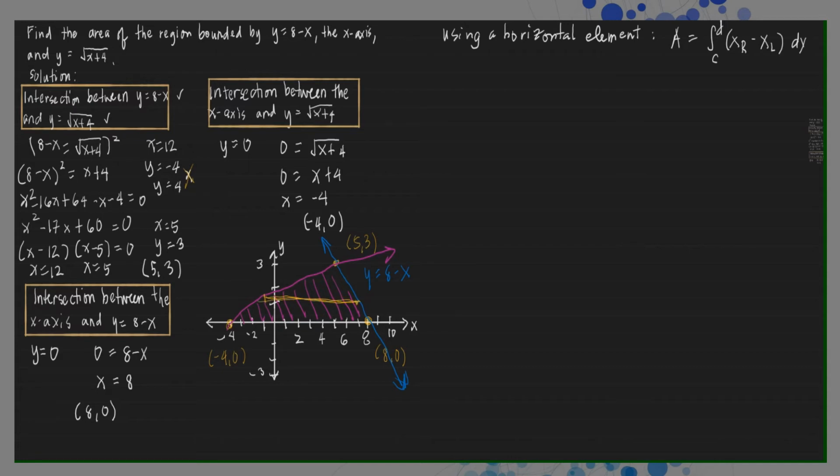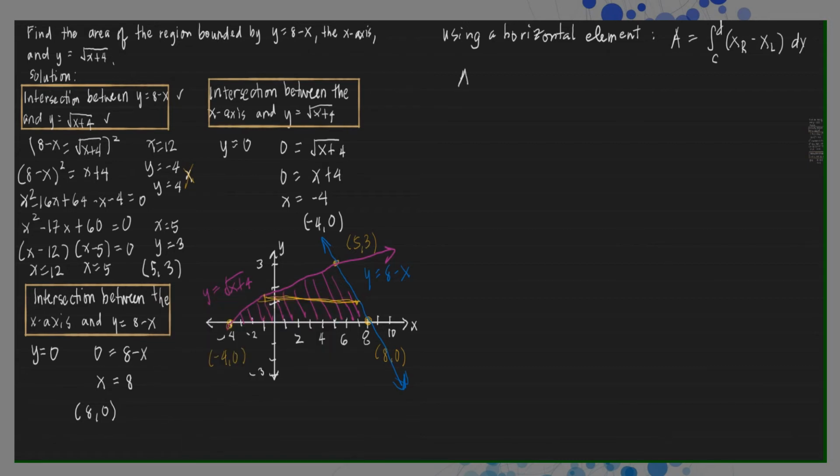Observe that whether we put this horizontal element at the bottom part or at the higher part of our region, the right side of our element will always be touching y equals 8 minus x. At the same time, the left side will only be touching the graph of the equation y equals square root of x plus 4. So we can now set up our integral to evaluate the area.